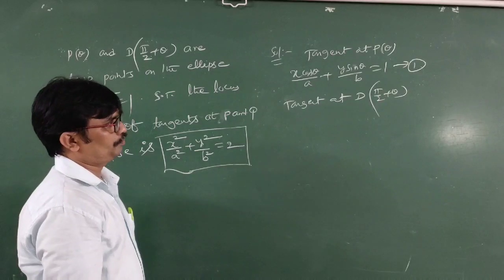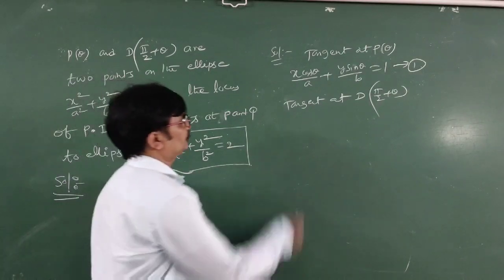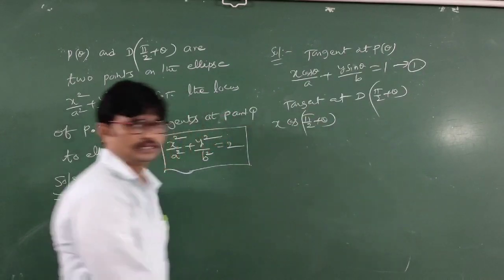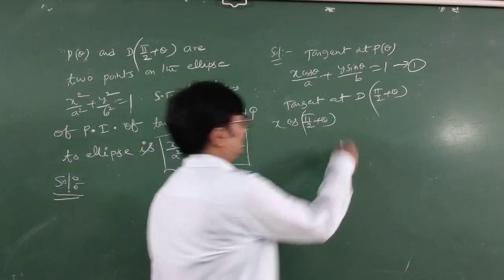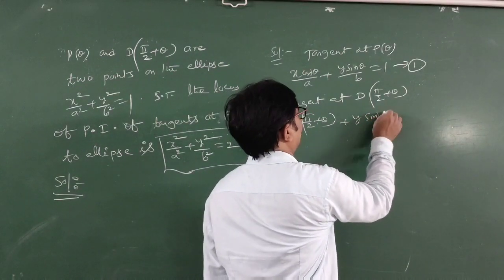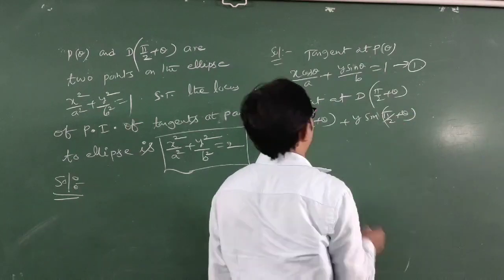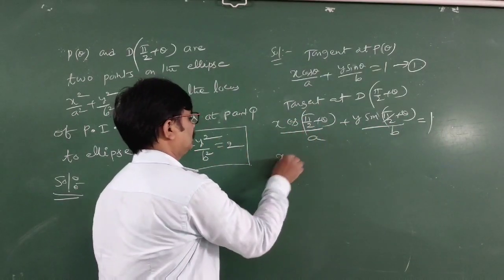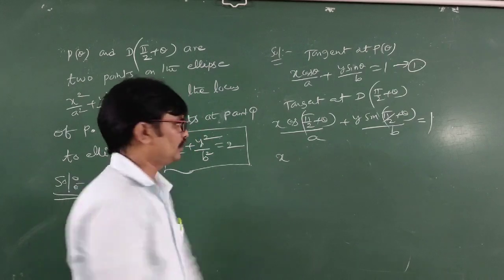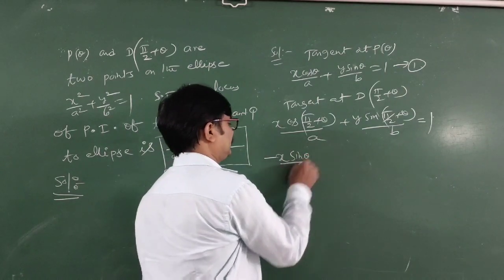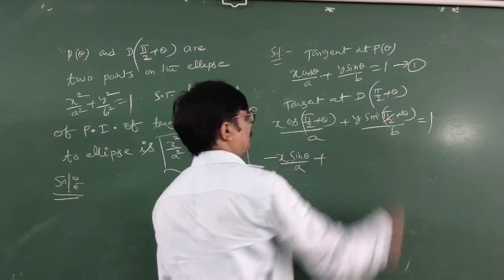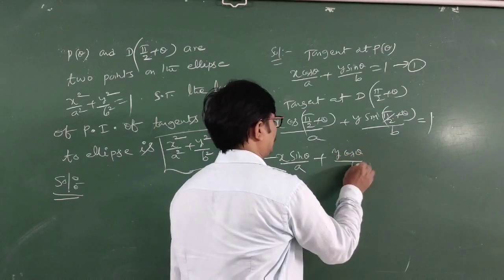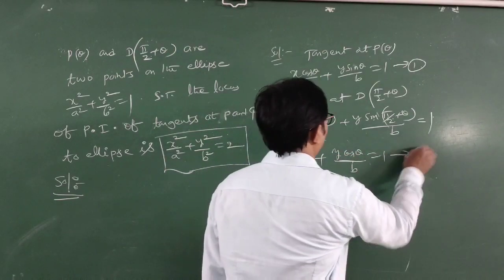My dear students, now we can write the tangent at D of pi by 2 plus theta to the ellipse. That is x into cos of 90 plus theta by a, plus y into sin of pi by 2 plus theta upon b, equal to 1. Cos 90 plus theta lies in the second quadrant, so this is minus sin theta by a. Sin of 90 plus theta lies in the second quadrant, sin is positive. That is y cos theta by b equal to 1.